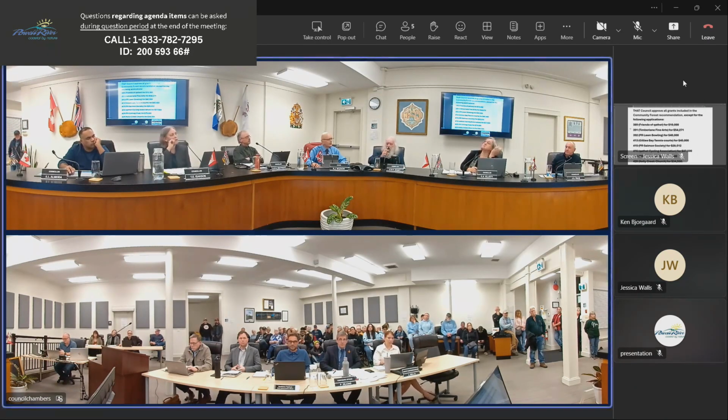Yeah, I'm just going to say I am in favor of this amendment. It's actually the same amendment I tried to make at the previous meeting. I think when the Community Forest Board recommended that we should donate funds from the Community Forest Board to these organizations, I thought we should respect their recommendations.